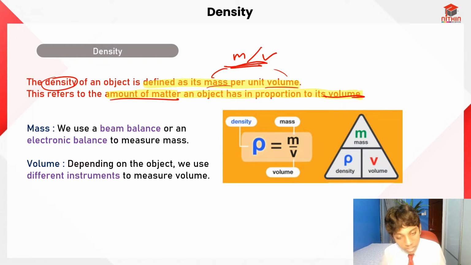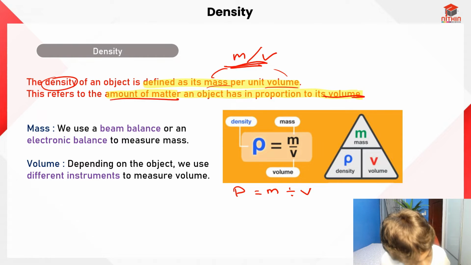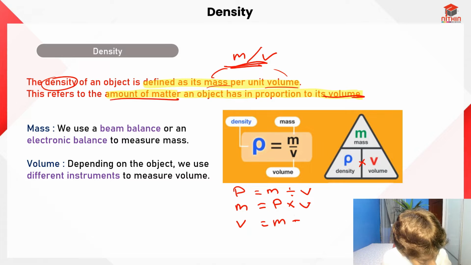Okay, so let me write down all the possibilities over here. Density is equal to mass divided by volume. Mass is equal to density times volume, so P times V, and volume is equal to mass divided by density. So these are the three possible scenarios in order to find each of the letters.